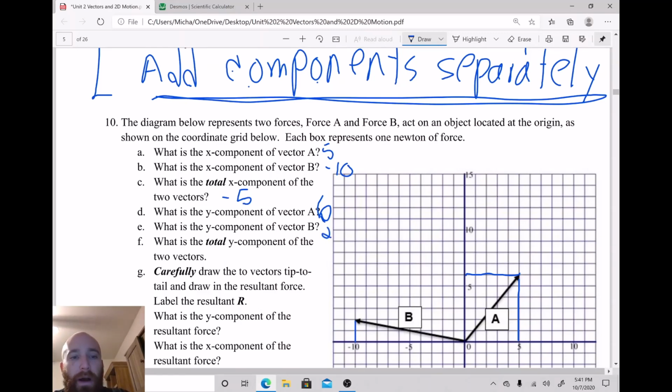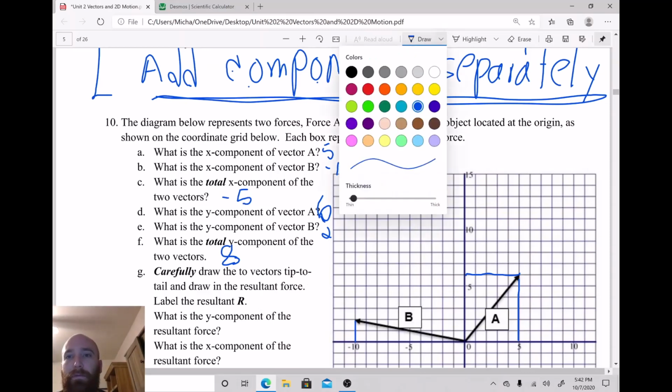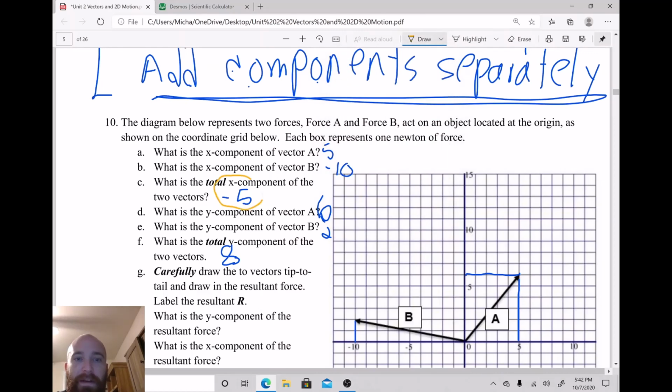So what's the total y component of the two vectors? All right, well, plus 6 plus 2 is 8. And that's really all the tools that we need to find the resultant. When we combine them, the resultant has an x component of negative 5 and a y component of positive 8. Okay, we just found the two x's, found the two y's, and combined them individually.